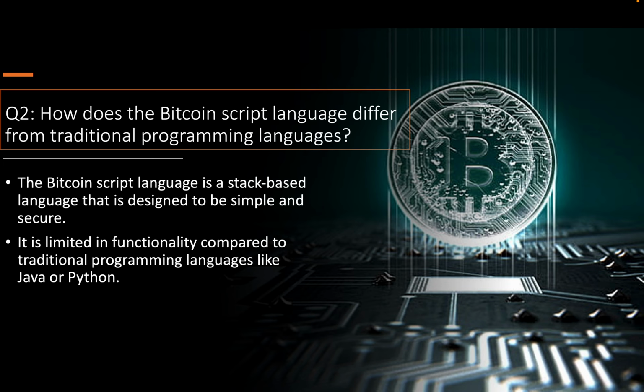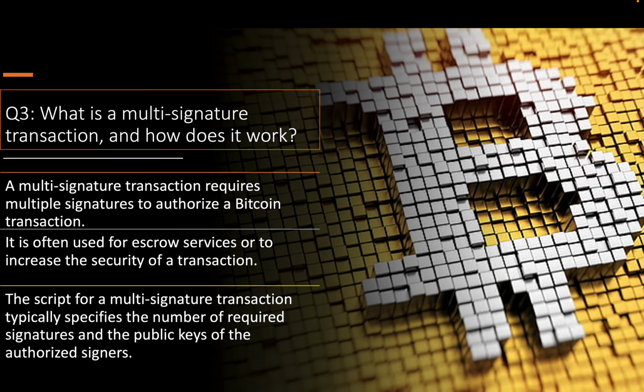Question number 2. How does the Bitcoin scripting language differ from traditional programming languages? The Bitcoin script language is a stack-based language that is designed to be simple and secure. It is limited in functionality compared to traditional programming languages such as Java or Python.